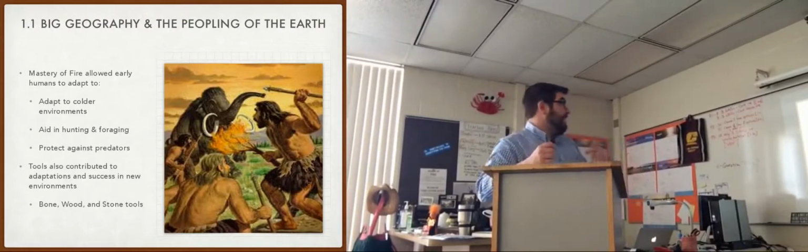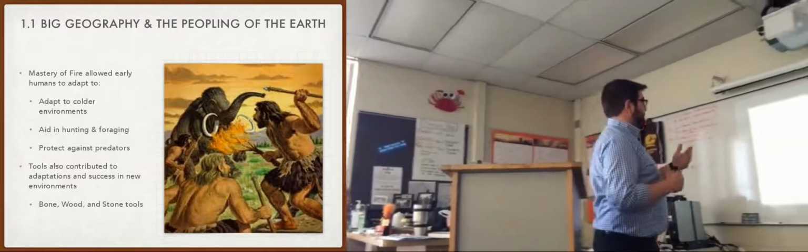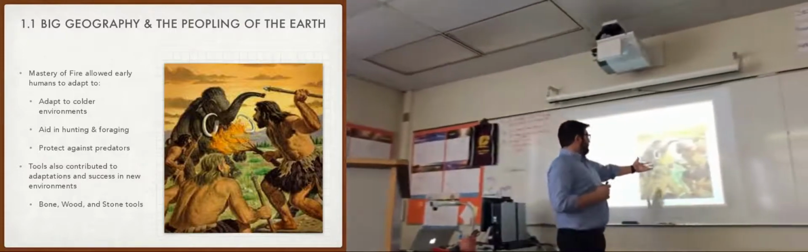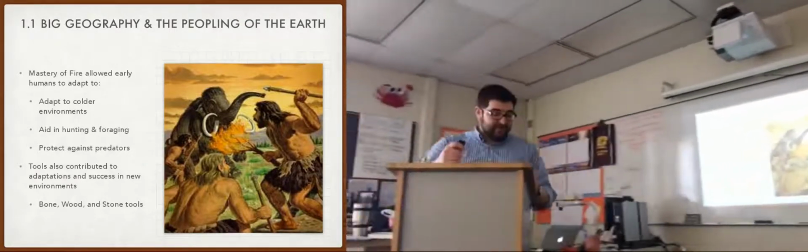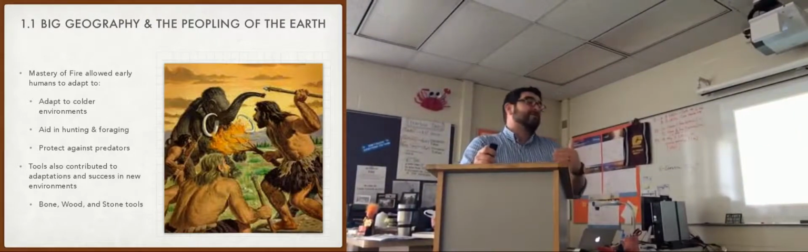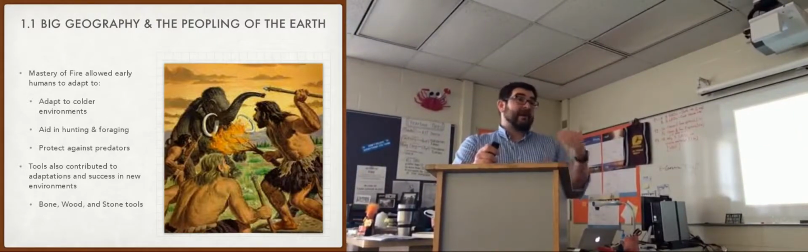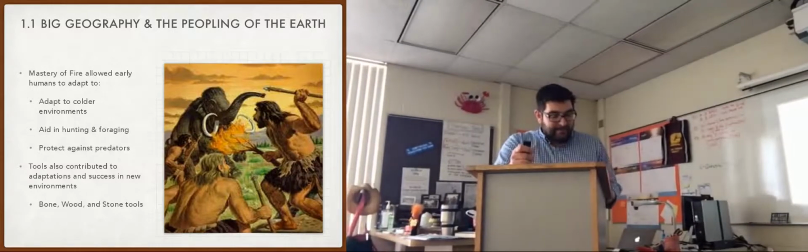Fire is also going to help in hunting and foraging. You can see these dudes here using a little bit of fire to freak out this woolly mammoth. So fire can contribute to better hunts. And then also they provide protection against predators. You light a campfire at your cave and maybe the bad wolf stays out.